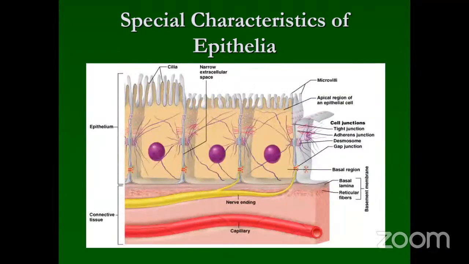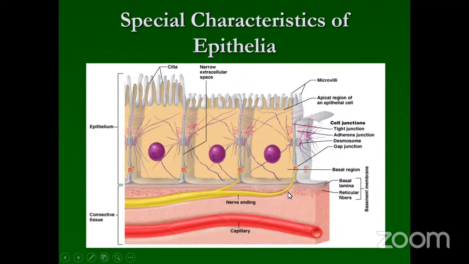So this is how it looks. You can see the top one from here to here. This is epithelium and the bottom is connective tissue. Right? So here at the bottom you can see the nerve ending and capillaries in the connective tissue, which will be entering into the epithelium.